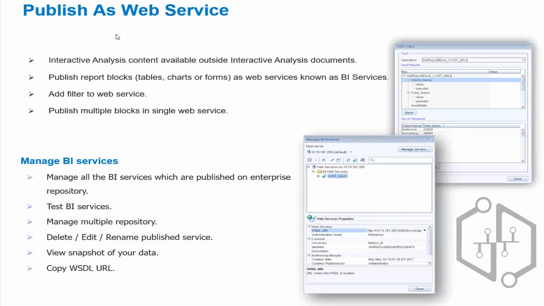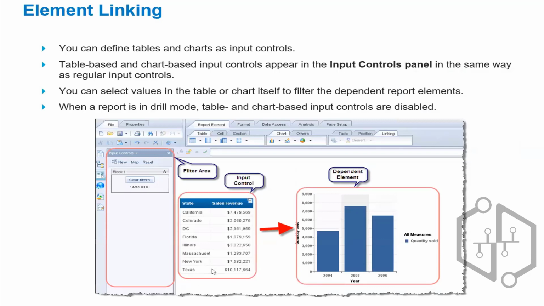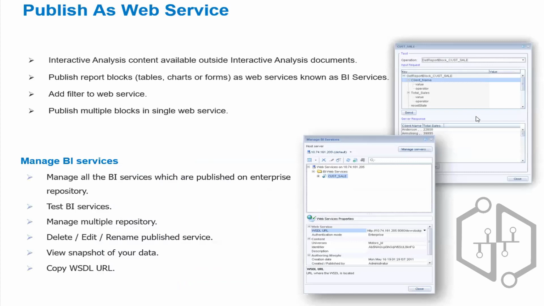And the third advanced design concept is publish as a web service. It makes interactive analysis content available outside the interactive analysis document. That means if we created this table in a Webi report, we can access this table as the input for another dashboard or somewhere outside of Web Intelligence. That is possible by using query as a web service. So we will publish this block as a web service and consume it in some tool. You can publish report blocks like tables, charts, or forms as a web service, known as BI services.